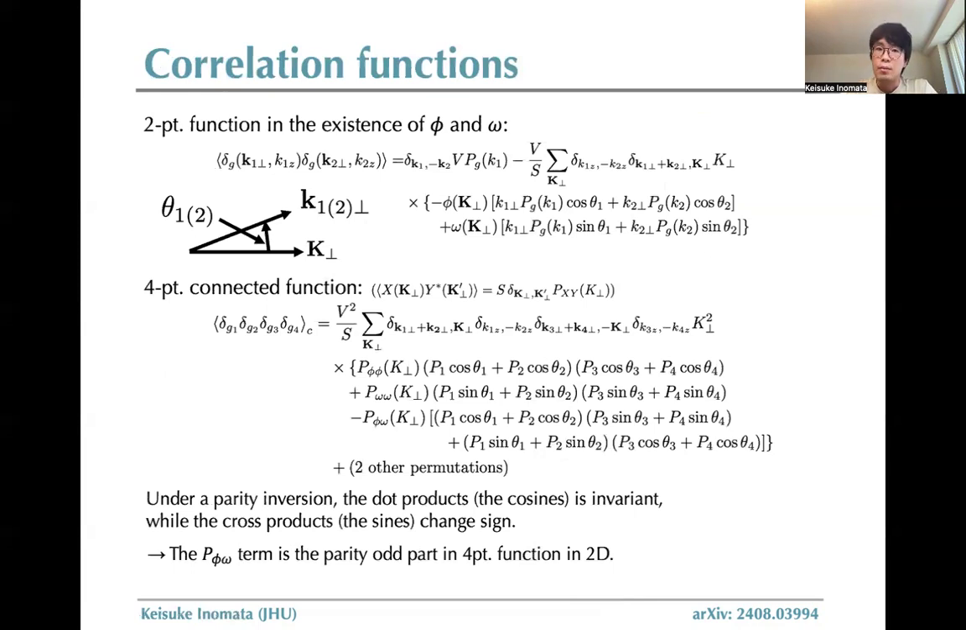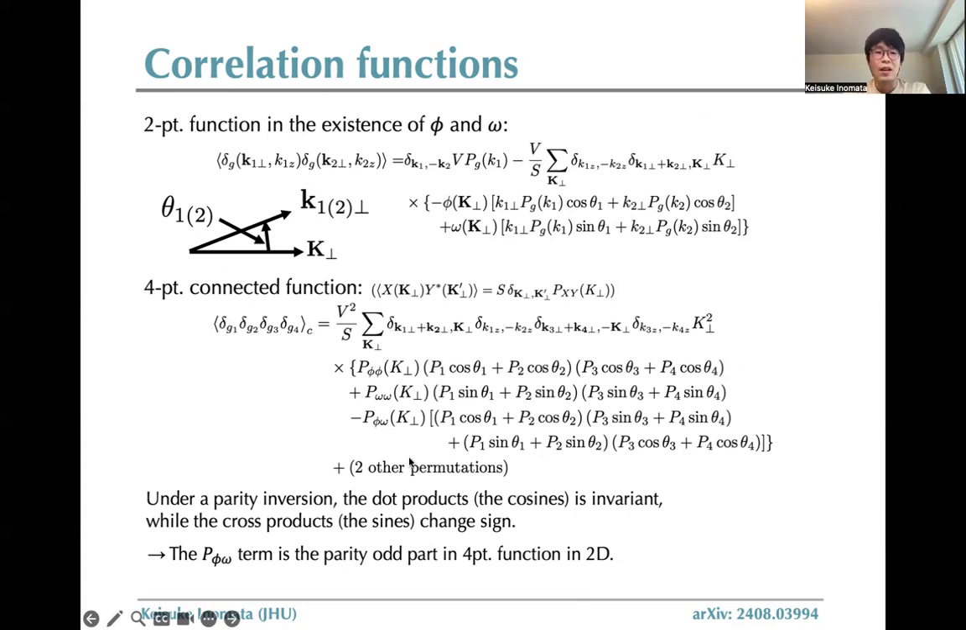Okay, so now let me explain the two-point correlation functions. The two-point function in the presence of the deflection field can be expressed like this. The first term is the galaxy number density power spectrum in the absence of the deflection field. And the second term is the power spectrum in the presence of phi and omega. So we can see the phi and omega dependence here. And the four-point connected function is given by this.